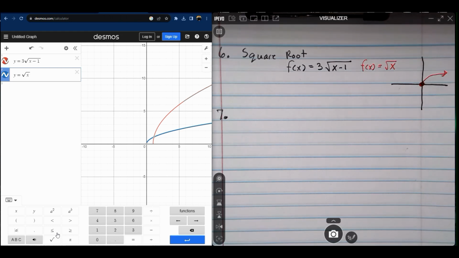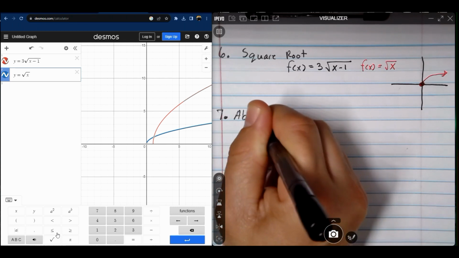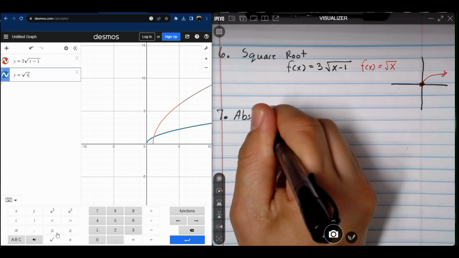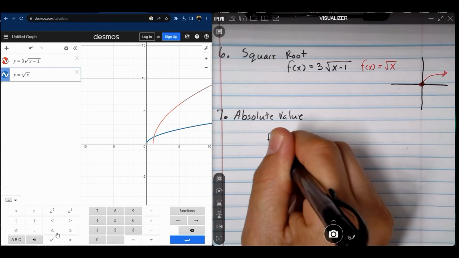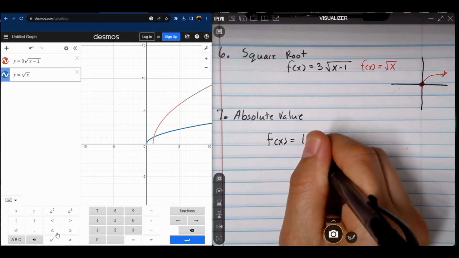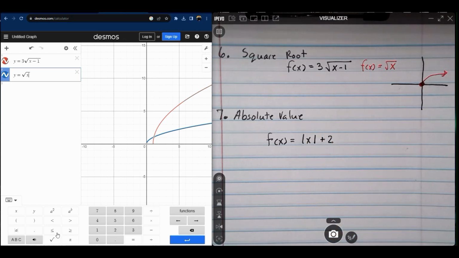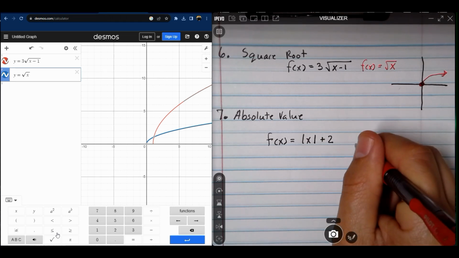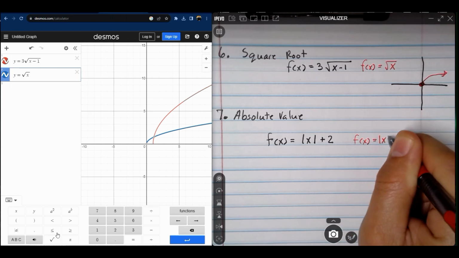So our seventh one, we're going to go ahead and look at absolute value. So I'm going to write absolute value. That's the name of the function family. And that's going to look something like f of x is equal to the absolute value of x plus 2. Now, if we're talking about a parent function for an absolute value, it would simply be f of x is equal to the absolute value of x.